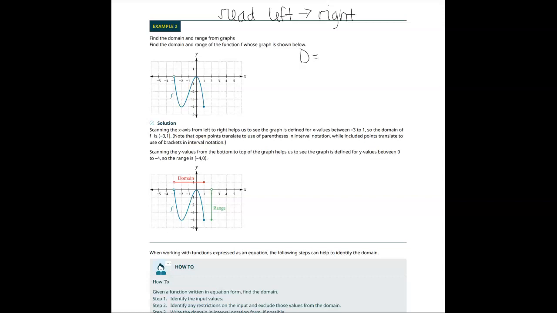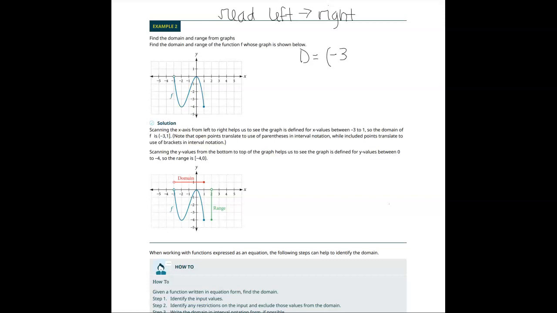D, capital D denotes domain. So we're going to start, remember we read left to right. So we're going to start over here to our left and go across. The first place we see is this -3, but it has an open circle. Open circle always denotes a parenthesis. So that's the first thing we're going to do. We're going to say parenthesis. That is a -3, so we're going to put -3.